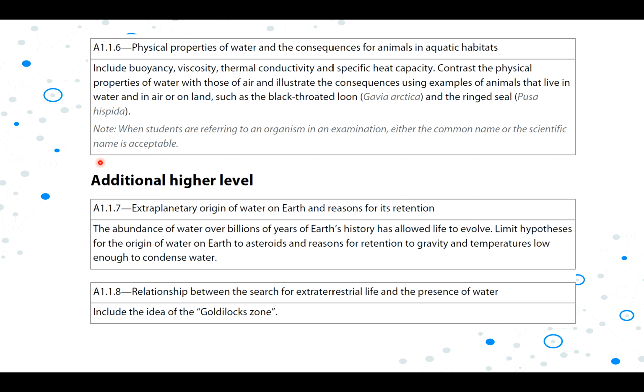For the HL section, there are two extra topics given, that is how life originated in terms of the extraplanetary origin of water on Earth and the reason for its retention. And then we'll talk about the Goldilocks zone and the relationship between the search for extraterrestrial life and the presence of water.